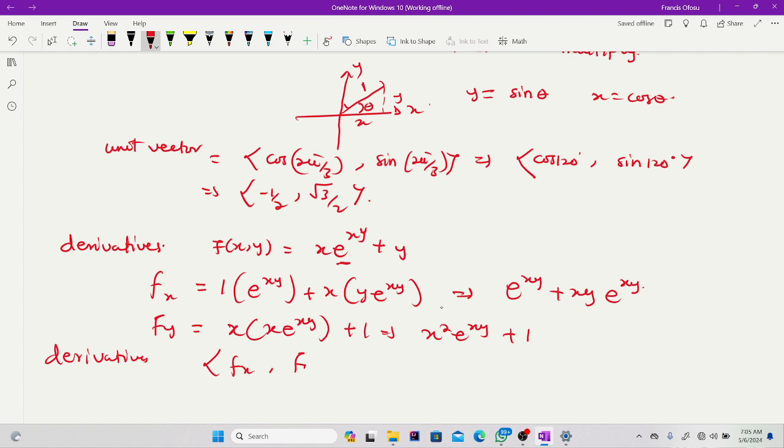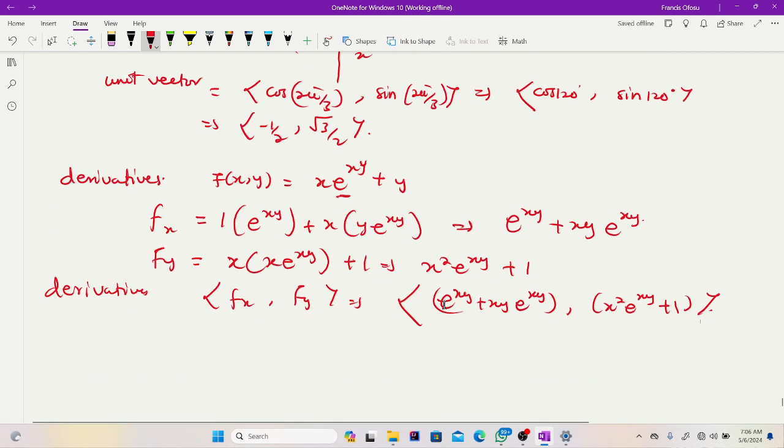So we have fx, fy giving us the vector ⟨e^(xy) + xy e^(xy), x² e^(xy) + 1⟩. Comma, then fy comes, which is what? x² e^(xy) + 1. As simple as that. Okay.